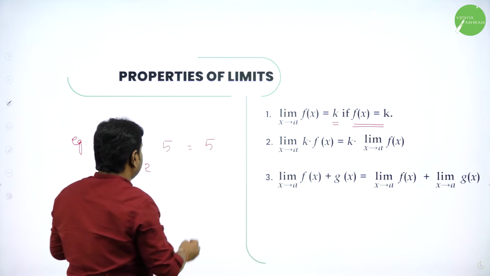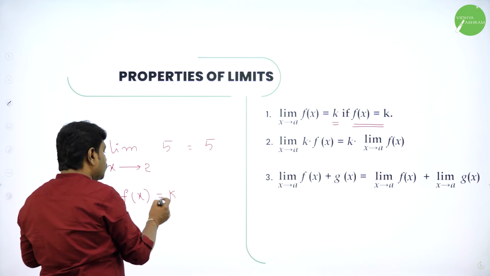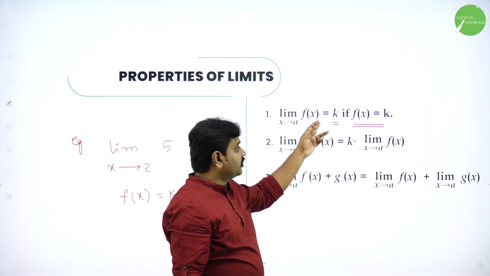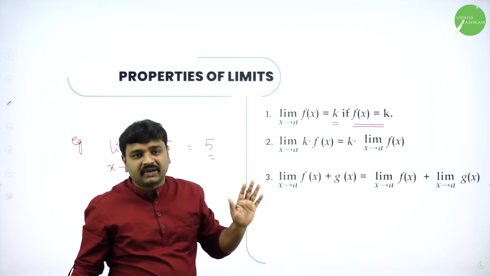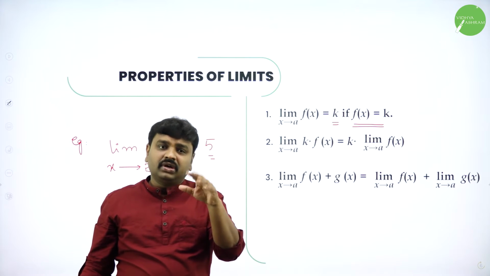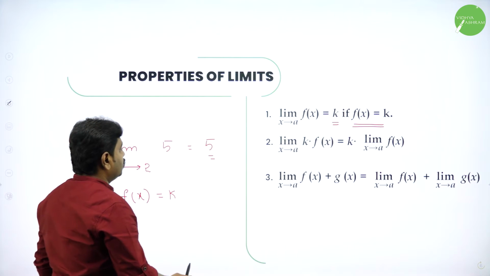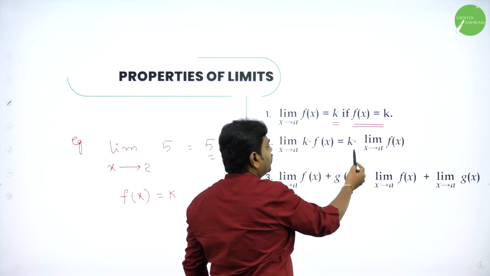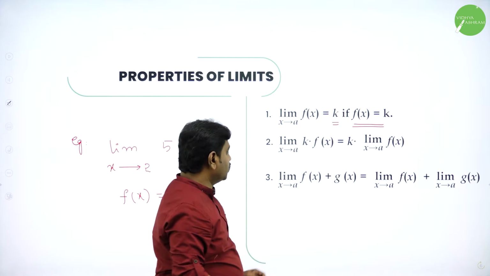Whenever in the place of f of x you have a constant, you will get the answer also as the same constant. So limit x tends to a of f of x will become k if f of x is k. It means the limit of a constant is constant, simple. Limit x tends to 3 of 5 is what? 5 only. Limit x tends to 3 of 7 is what? 7 only. Now, limit x tends to a of k into f of x means take the constant out and apply the limit to the function.